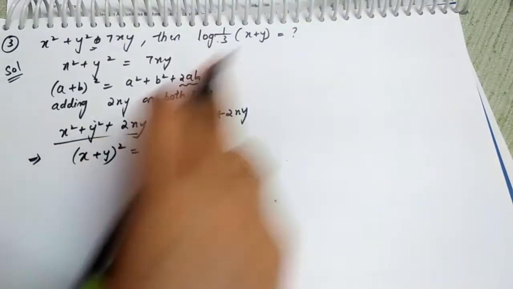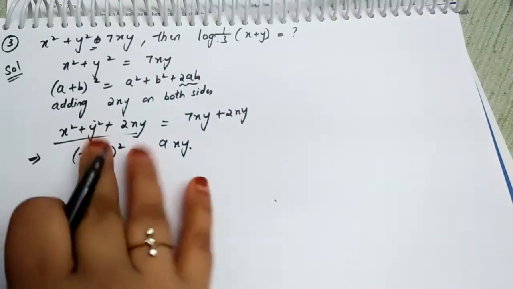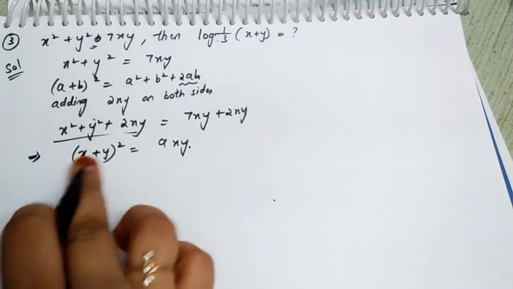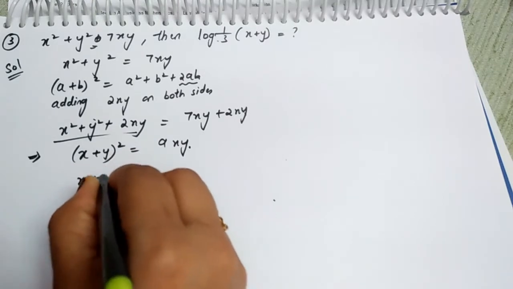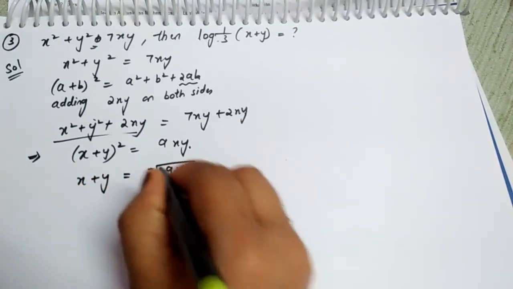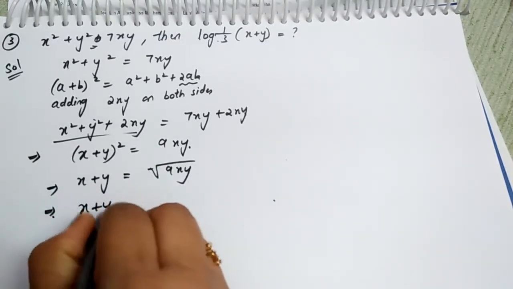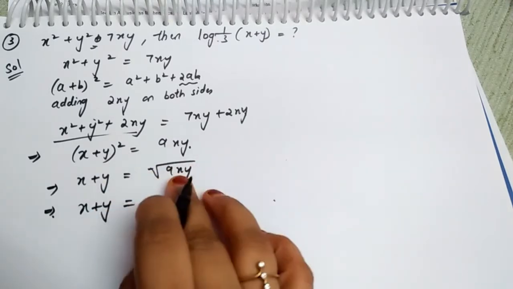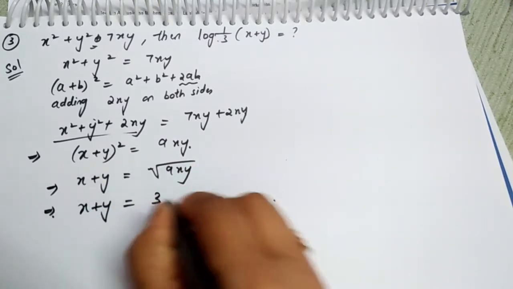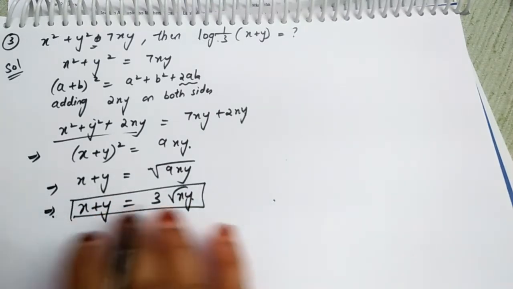But you know what, we don't need to find out x plus y the whole square. It's x plus y we need to simplify. So what we'll be doing, sending the square the other way, x plus y is equal to root of 9xy, which implies x plus y is nothing but, what is root of 9? It is 3 into root of xy. This is our x plus y that we got.